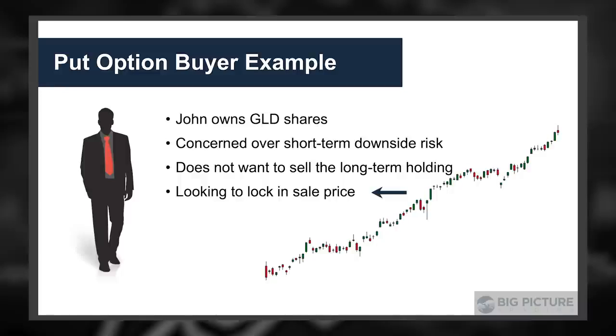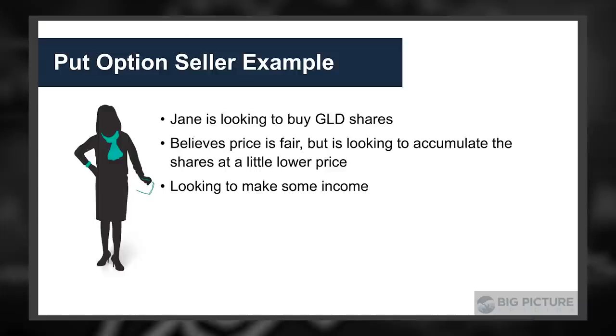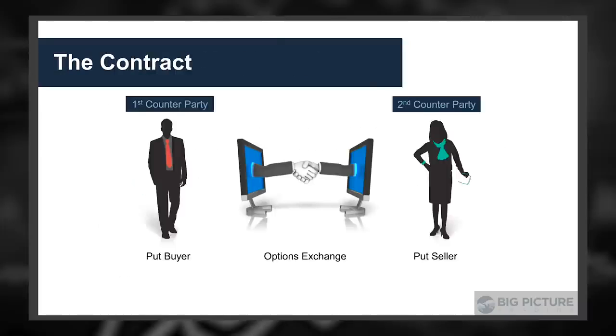Now, alternatively, we have Jane. Jane is looking to actually accumulate or buy GLD shares. She believes that GLD is right now at a fair price, but would love to accumulate some of these shares at a little bit of a lower price. At the same time, while waiting for the GLD to pull back, she's looking at making some income along the way. And so Jane and John, again, are very good counterparties for each other to enter this contract.